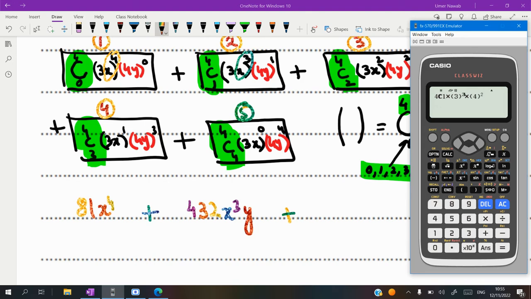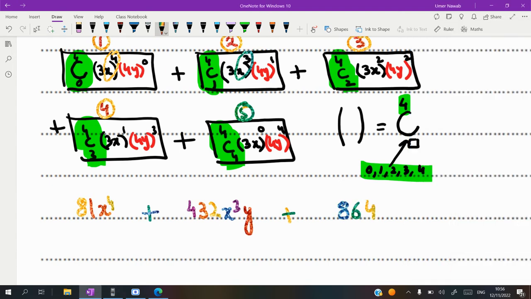Anyway, so I'm gonna change 4C1 to 4C2. So what is the answer? 864. Next, what is the power? X square, and then we have y square.